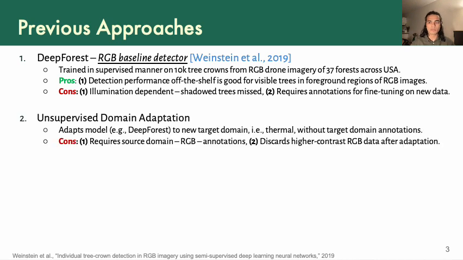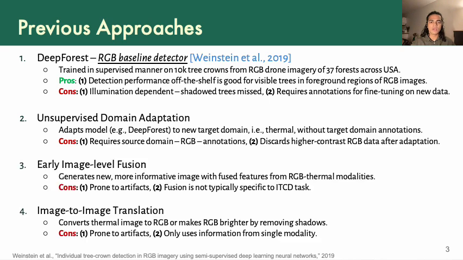Alternative approaches to this problem that fall under unsupervised domain adaptation typically require source domain annotations and tend to discard the higher contrast RGB images after adaptation. Early image level fusion and image-to-image translation methods may also be applied, but these are prone to artifacts. On the other hand, the proposed method fuses deeper level features from both modalities to combine complementary information after adaptation.